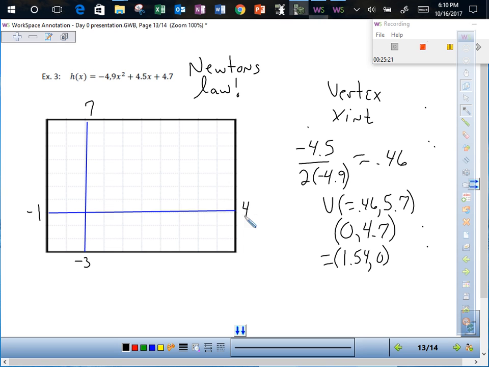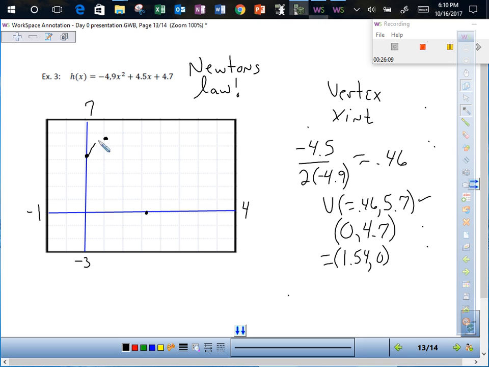So now here goes the graph. I need to make sure I get 0, 4.7. So 0, 1, 2, 3, 4.7. There's my y-intercept. I need to get to 0.46 and 5.7. Now remember, I'm counting by halves. So almost there, and then up to 5.7. 1, 2, 3, 4, 5.7. There's my vertex. My x-intercept is at 1.54. So there's 1, 1.5, so right about there.